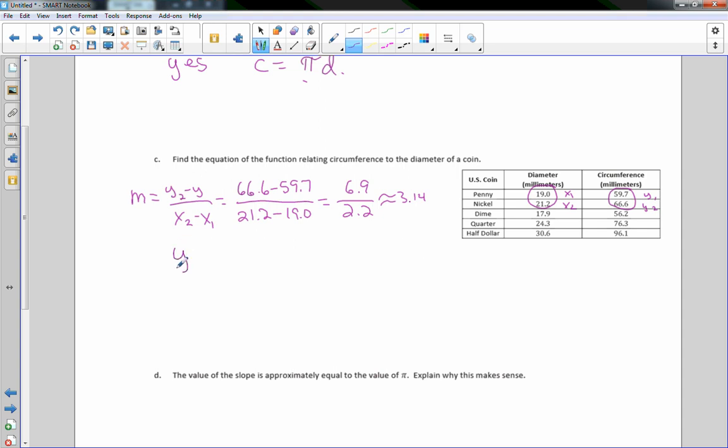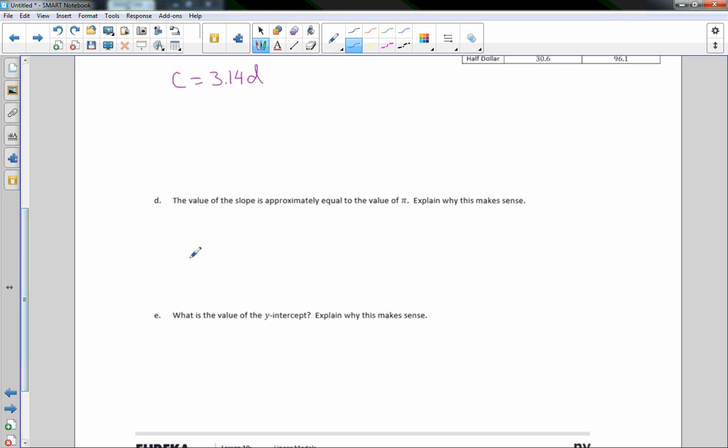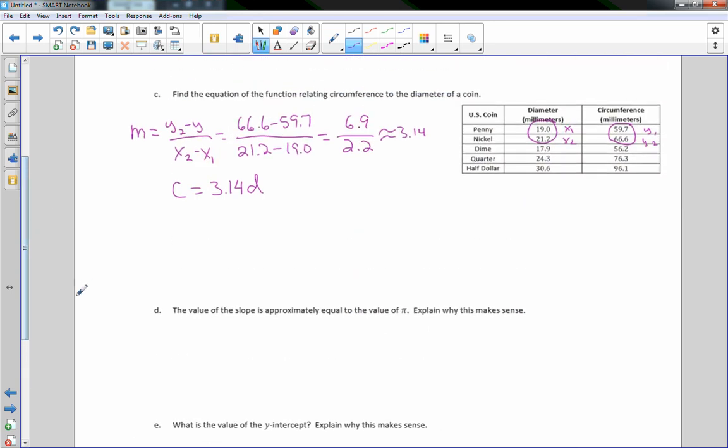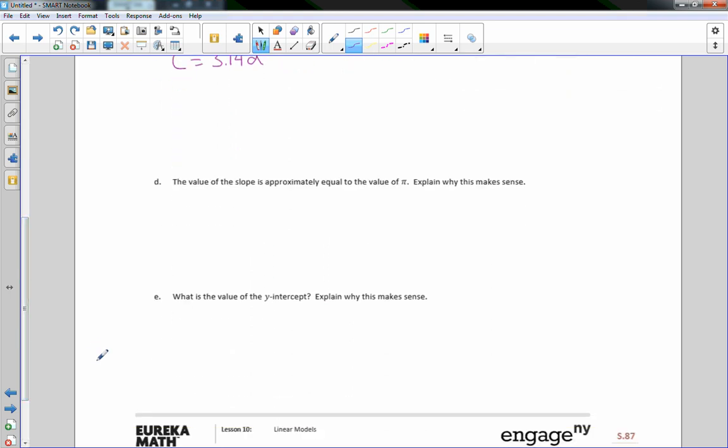So therefore, my equation is y equals my rate of change times my x, or my d in this case. So I could change that from y and x to say C and d. So circumference equals 3.14d, and 3.14 is pi. The value of the slope is approximately equal to the value of pi. Explain why this makes sense. Okay, well, why does that make sense? Because circumference is 3.14 times diameter, or pi is equivalent to the ratio of circumference divided by diameter.